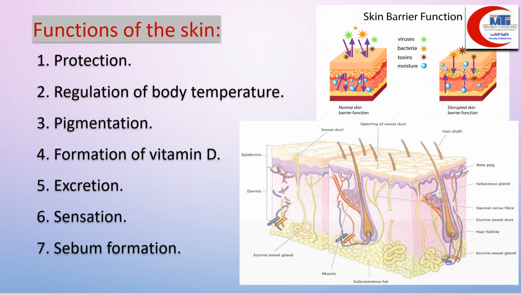It is also responsible for the pigmentation of the skin because of its content of melanin pigment, and it may contain carotene pigment, hemoglobin in blood, and the presence of numerous blood vessels.